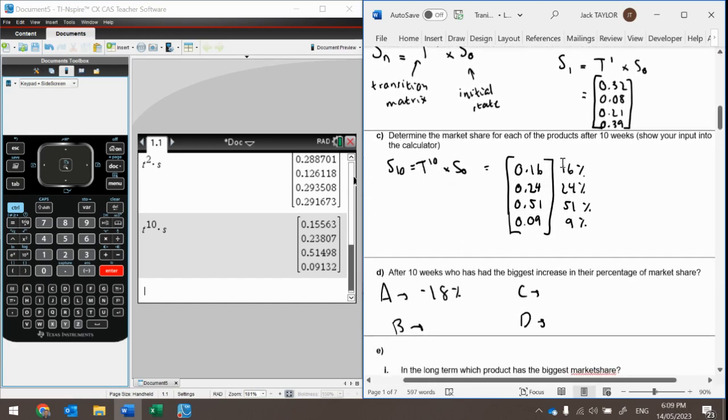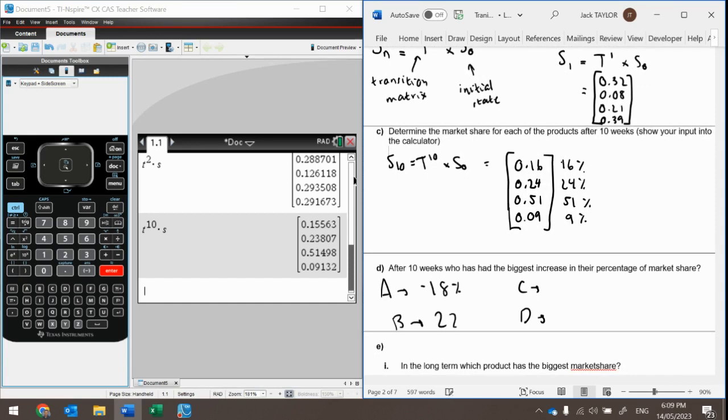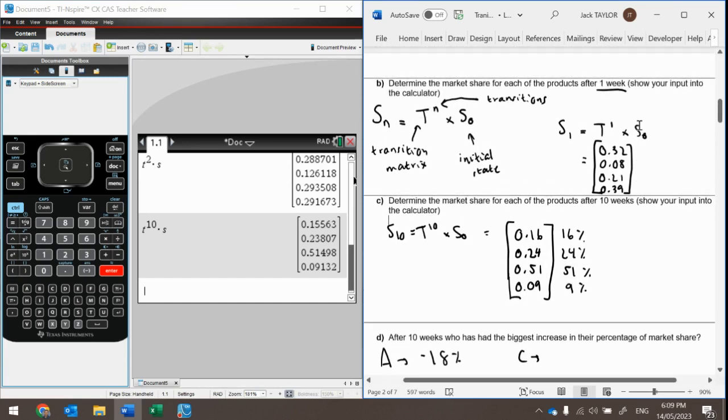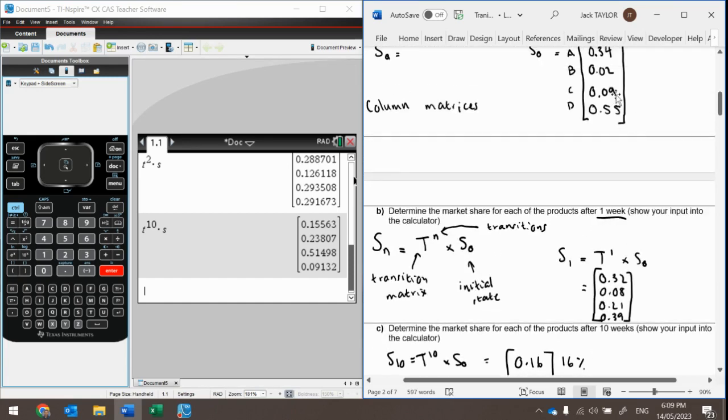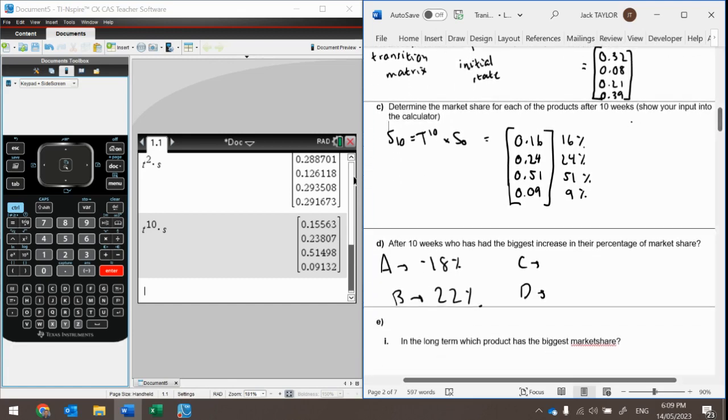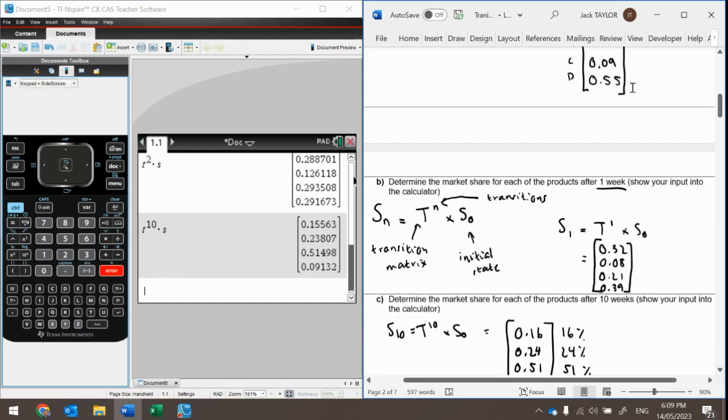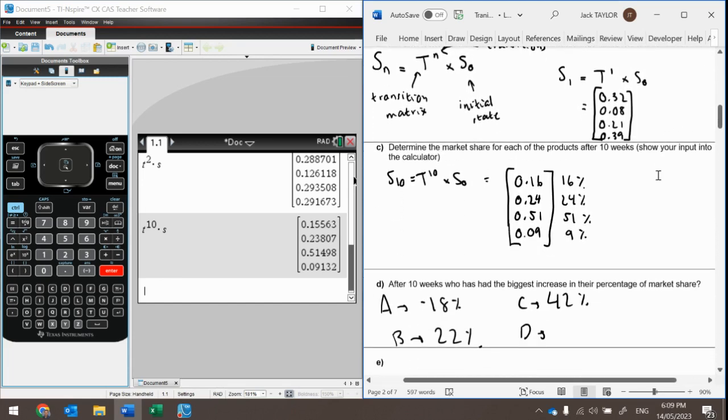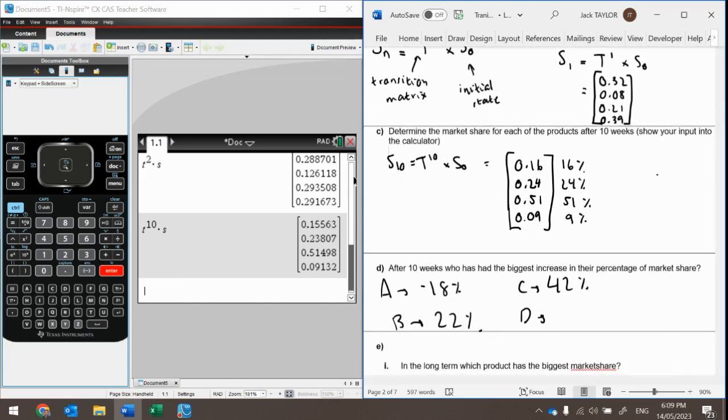B went from 2% to 24%. So it's increased by 22%. Product C looks pretty popular now. Was 9%, now 51%. So it's gone up by 42%. And product D was 55 and is now 9%. So that one's actually gone down by quite a lot. So product C saw the greatest increase in their percentage of market share.